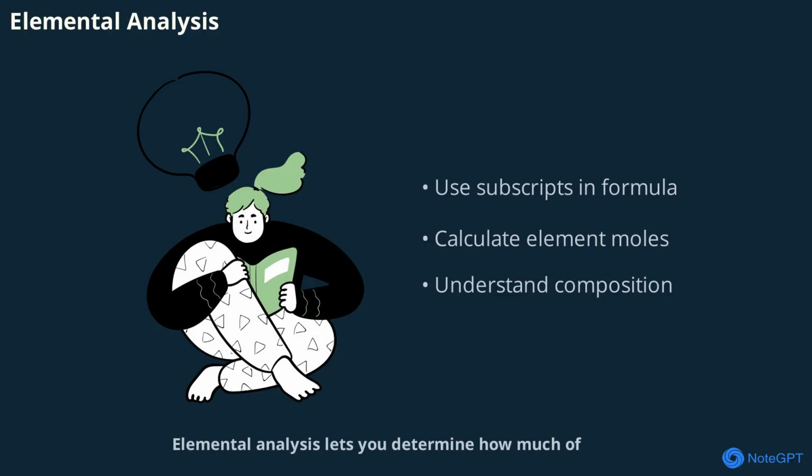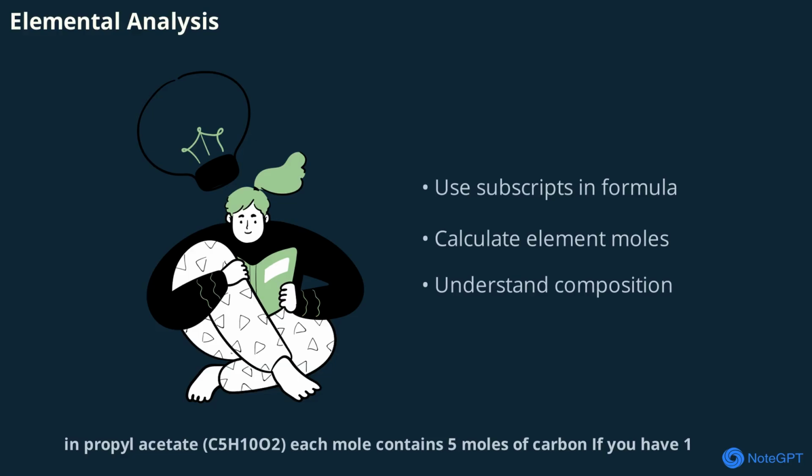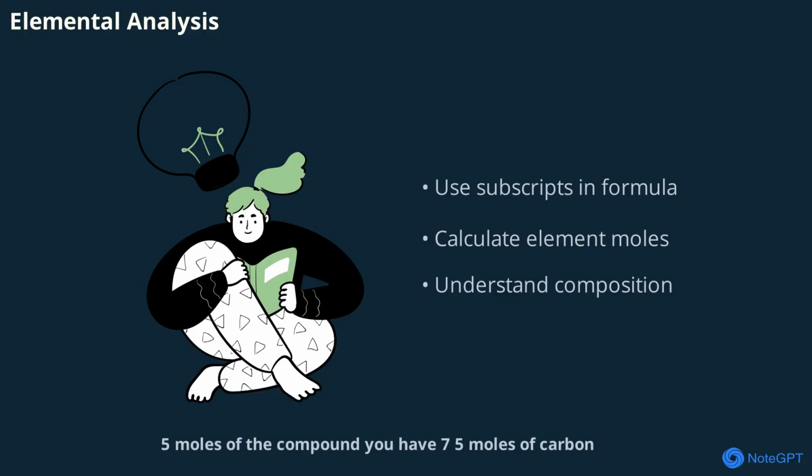Elemental analysis lets you determine how much of a specific element is present in a compound. By looking at the subscripts in the chemical formula, you can calculate the number of moles of each element. For example, in propyl acetate, C5H10O2, each mole contains 5 moles of carbon. If you have 1.5 moles of the compound, you have 7.5 moles of carbon. This method is vital for understanding composition and reactions.